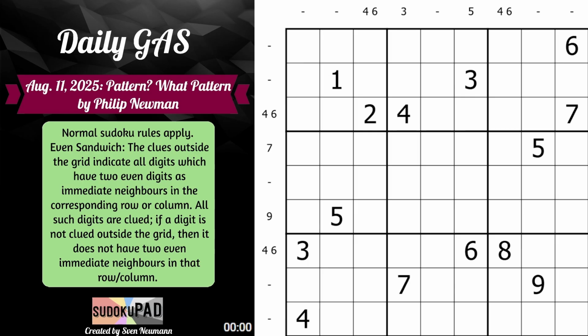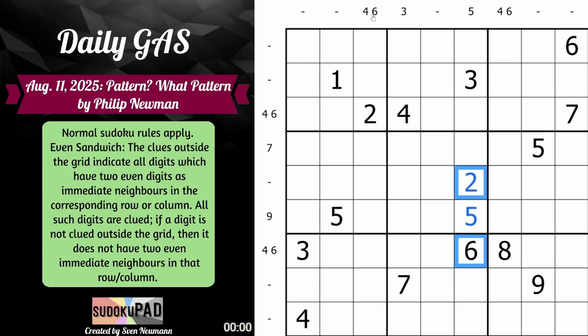Well, this 5 here at the top of the grid tells us that somewhere in the column there is a 5. Let's just, for convenience, say here. And that 5 has two even digits as its neighbors. So let's say 2 here. What that means, though, is because all digits are clued, that 5 is the only digit in this column that has two even digits around it.